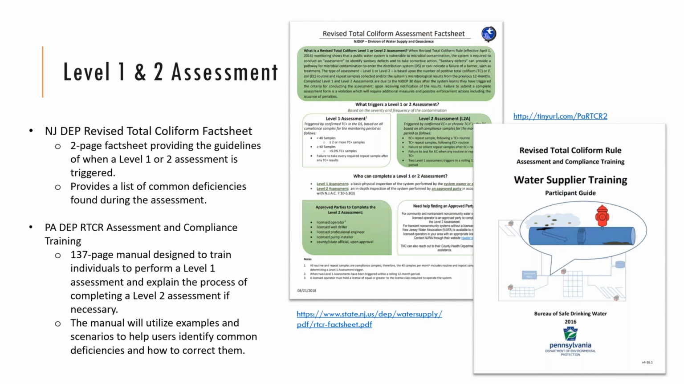The training guide also gives you a list, similar to the New Jersey DEP's fact sheet. It gives you a list of common deficiencies usually found within systems needing level 1 or 2 assessments, and it'll give you all the forms and the required information to comply with the public notification requirements and to develop corrective actions to fix or to create plans to fix those deficiencies.